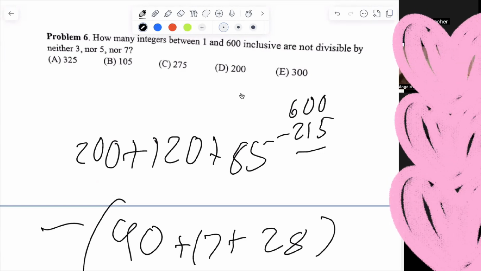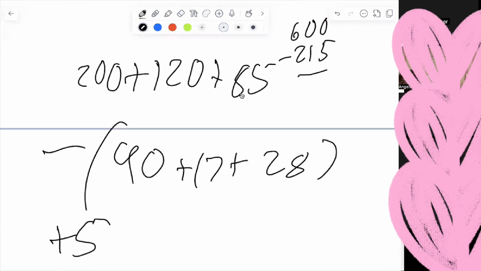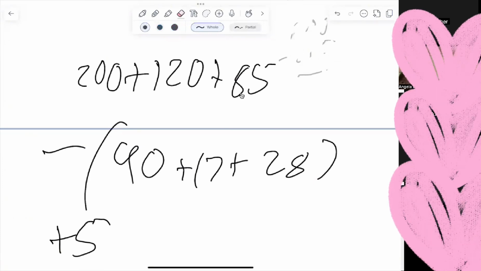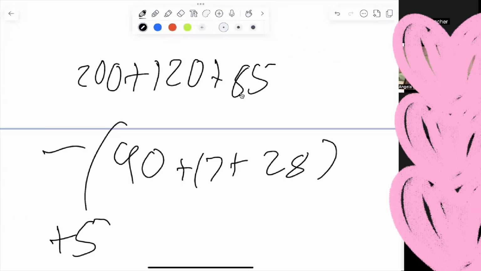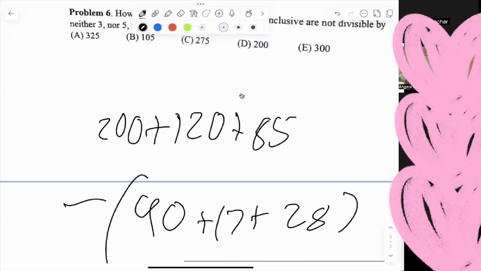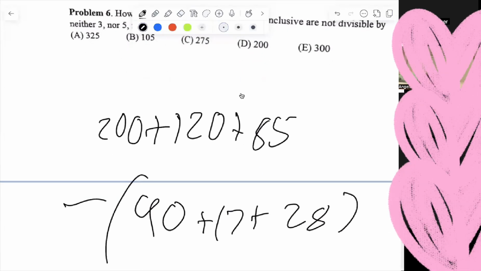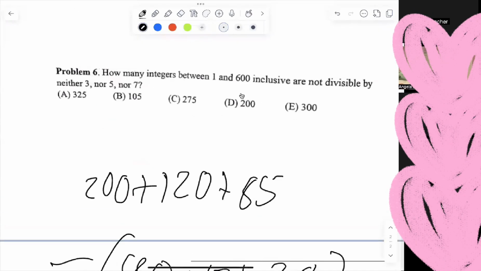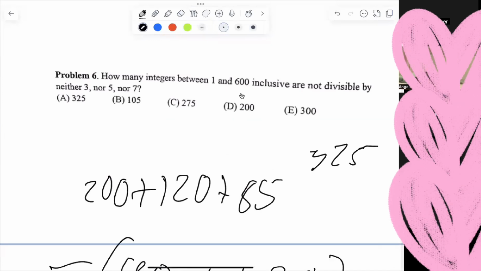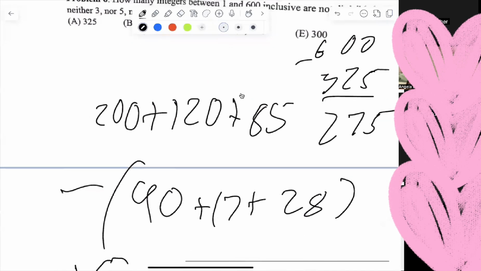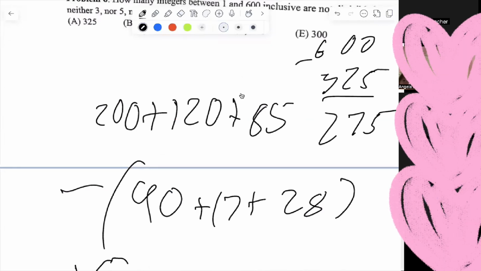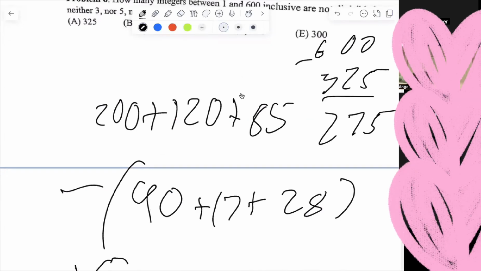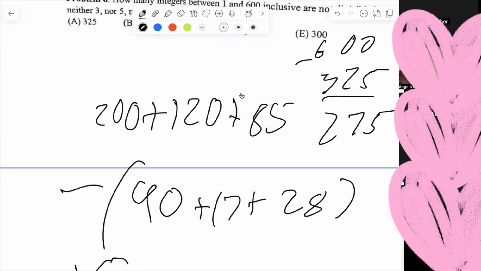Hold on a second. It should be 40 plus 17, that gives you 57, plus 28, and subtracting, we get 325. And 600 minus that gives us 275. Sorry, a small calculation mistake made my actual calculations wrong. So always remember to check your work. This gives us the answer of C, or 275.